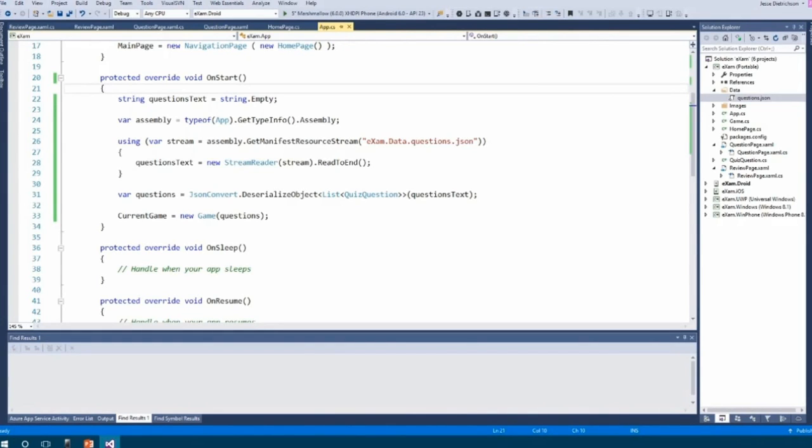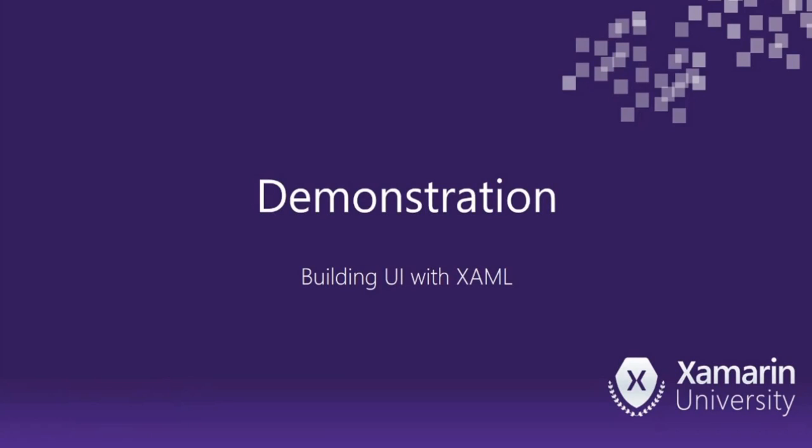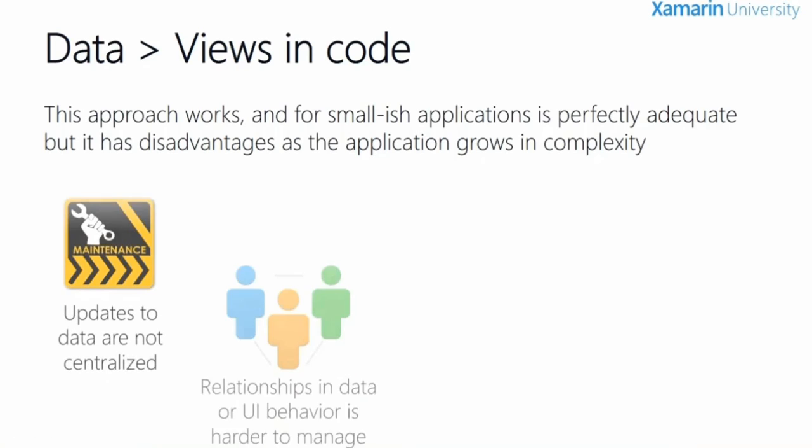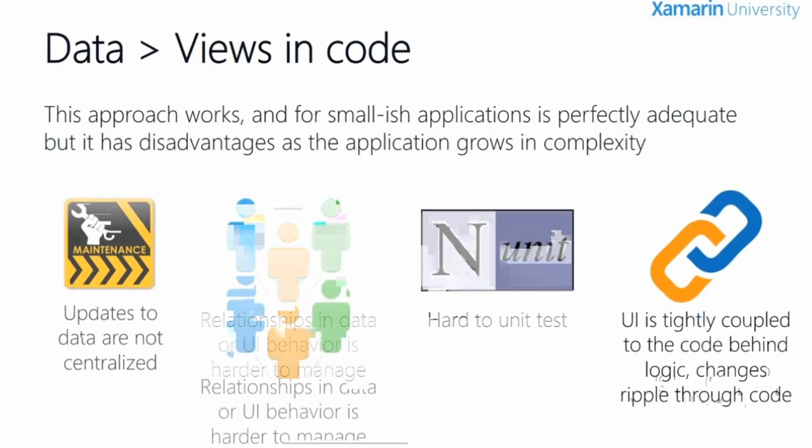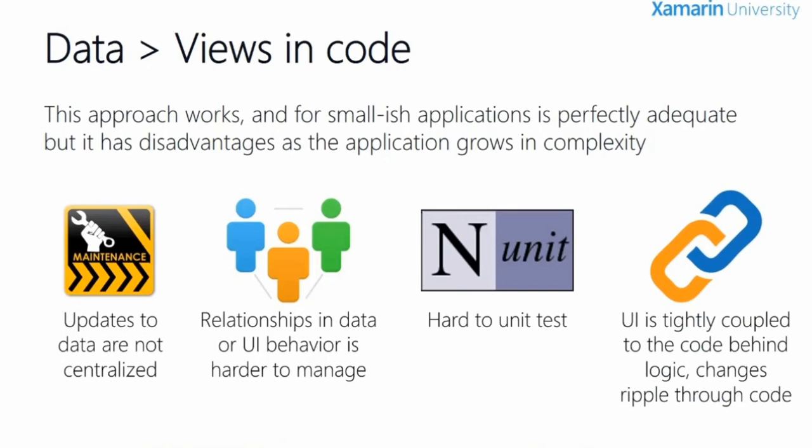All right, so let's jump back and talk about a couple more things. In our trivia application, we're interacting with the UI directly in our code behind file. For example, when we want to update a label's text, we just change the text property on the label control. And this is perfectly fine for smaller types of applications. But as your application grows, it may have some disadvantages.